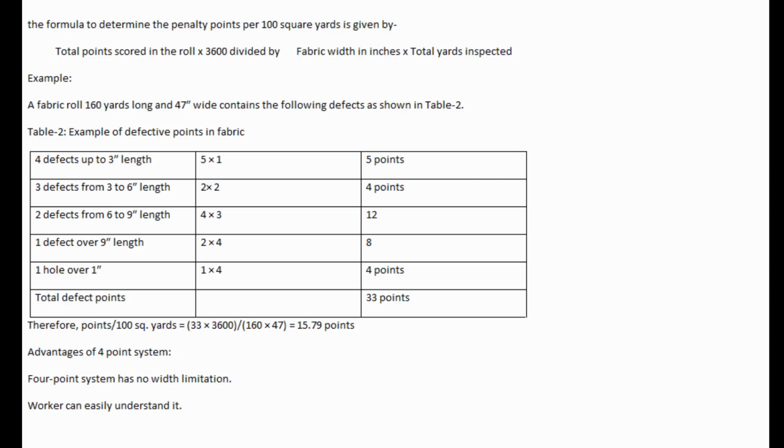Therefore, points per 100 square yards equals 33 times 3600 divided by 160 times 47 equals 15.79 points. Advantages of 4-point system. 4-point system has no width limitation. Worker can easily understand it.